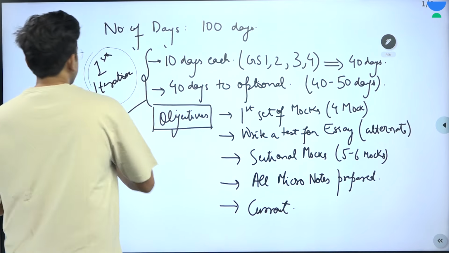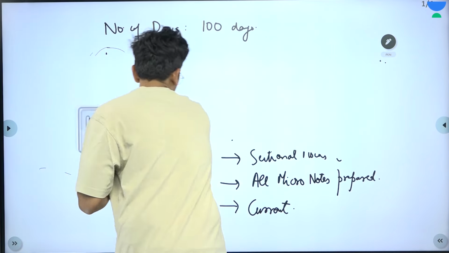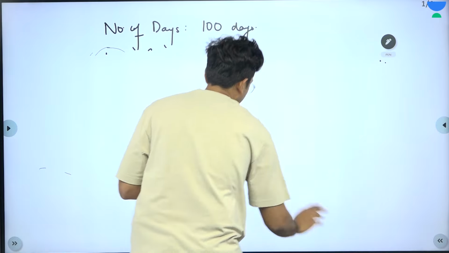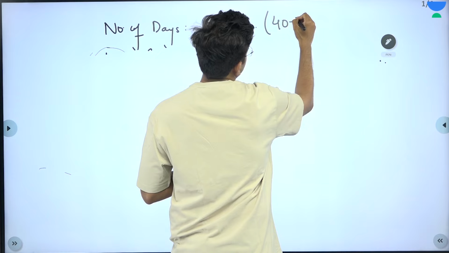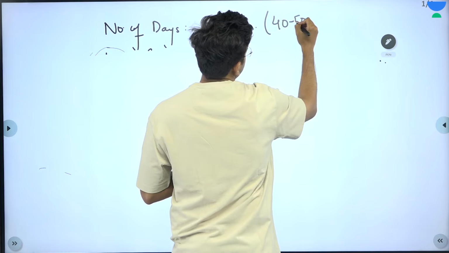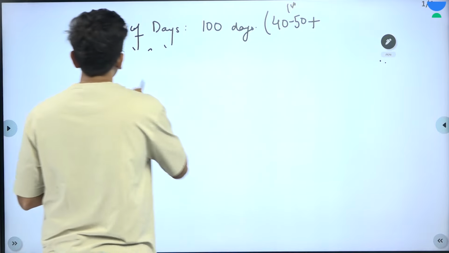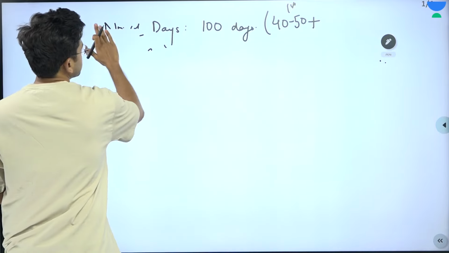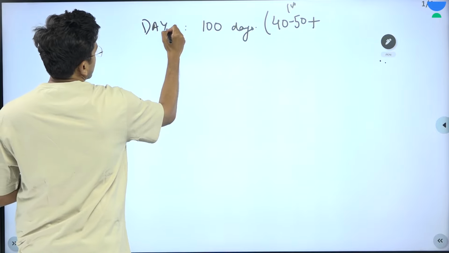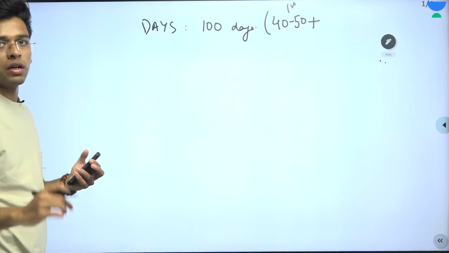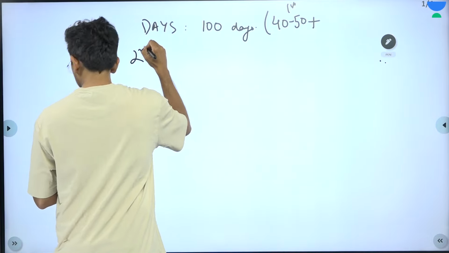Alright, now let's go for a second iteration. So we are already down to how many days? We are already done with around 40 to 50 days in your first iteration. Okay, so I'll just talk about iteration number 2 now. Second iteration.